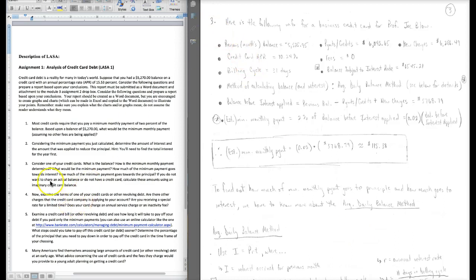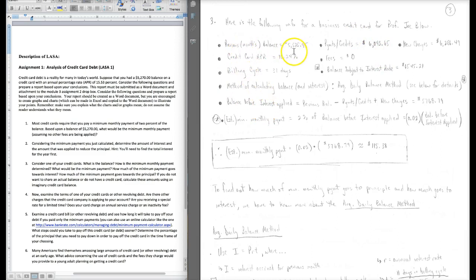Now, part 3. This says consider one of your credit cards, and they want to know how much is the balance, what would the minimum monthly payment be, how much of the minimum monthly payment goes towards interest, all that good stuff. So here from this particular business credit card that Professor Blow Joe had, here's the information that comes off of that statement here.